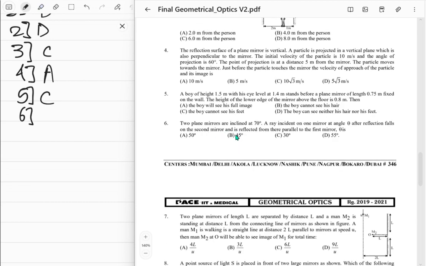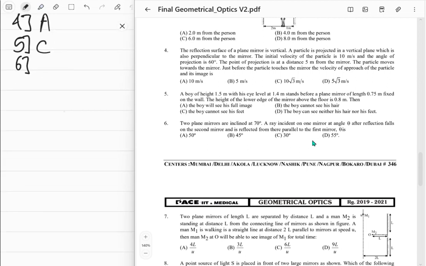Okay, two plane mirrors are inclined at 70 degrees. The ray incident on one mirror is at angle theta. After reflection it falls on the second mirror and is reflected from there parallel to the first. Theta is? So this angle is 70 degrees. This is incident at an angle theta, and then it's reflected parallel. So maybe like this. This is actually theta, and because these are parallel, what should happen is that this.